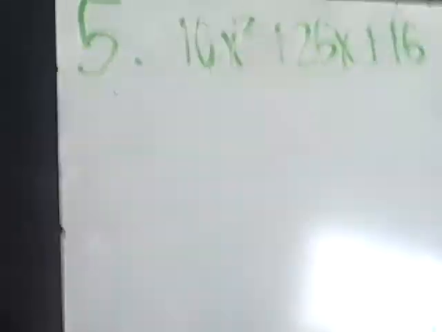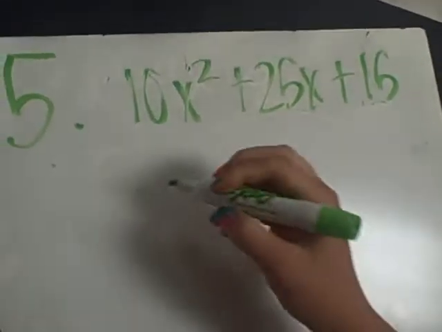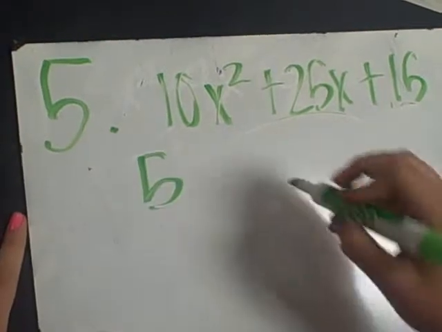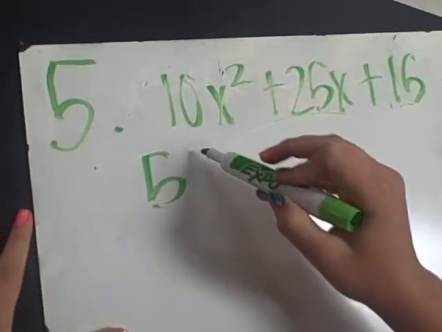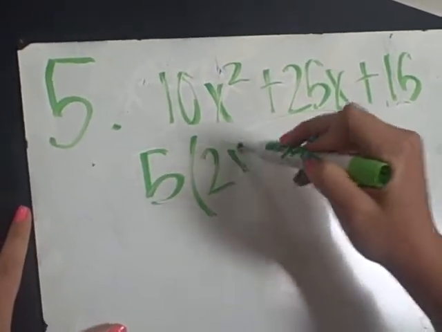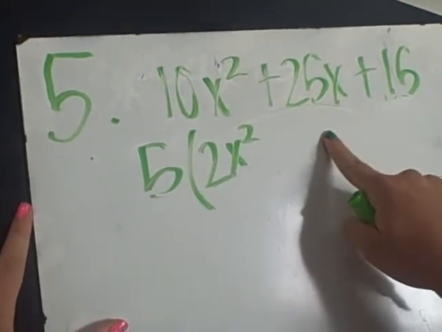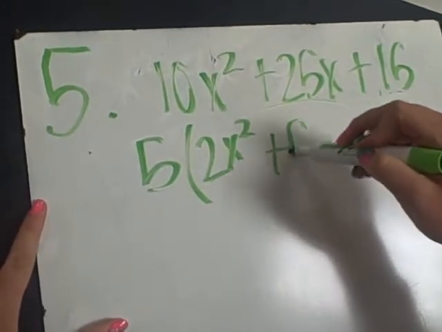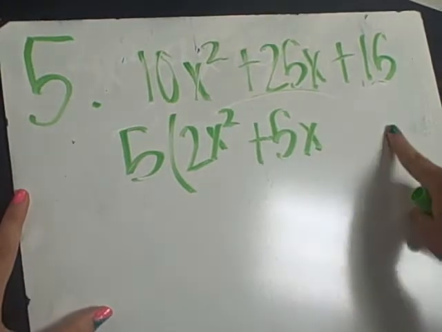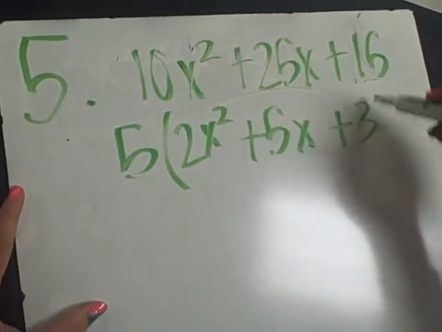For this one, the greatest common factor is 5. So you pull out your 5. And you're left with: 5 goes into 10x squared 2x squared times, 5 goes into 25x 5x times, and 5 goes into 15 3 times.